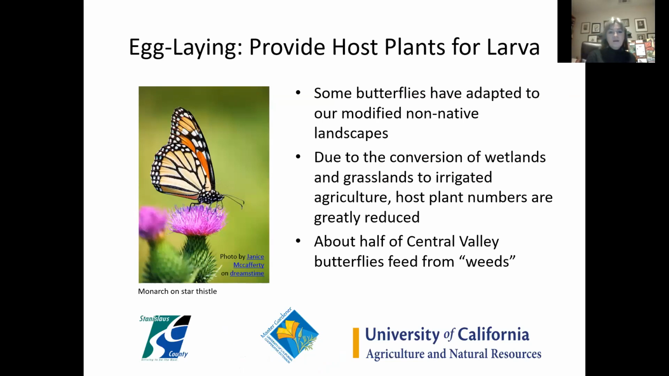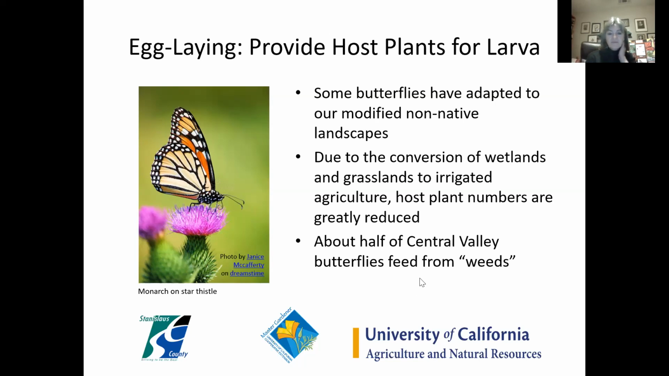So egg laying is important when we want to help a butterfly that's endangered to survive. We cannot just provide nectar plants, which was what most of us probably have in our yards. Some of our butterflies have adapted to non-native plants for egg laying, but many of them need the native plants for their caterpillars. Many of our wetlands and grasslands have become agricultural areas, and many of those host plants have been wiped out. So there are not large areas for them to go to.